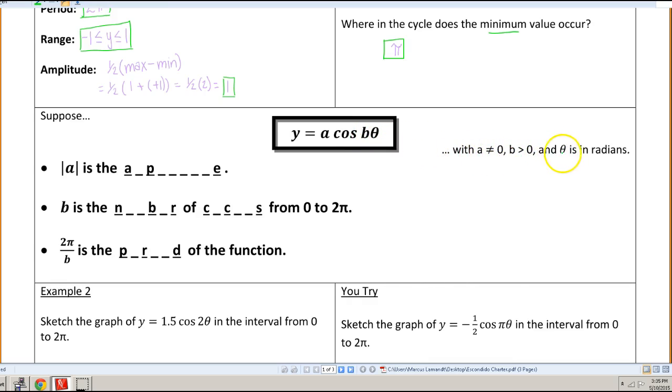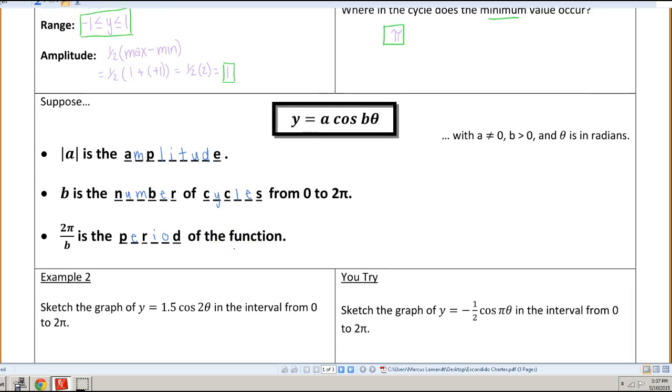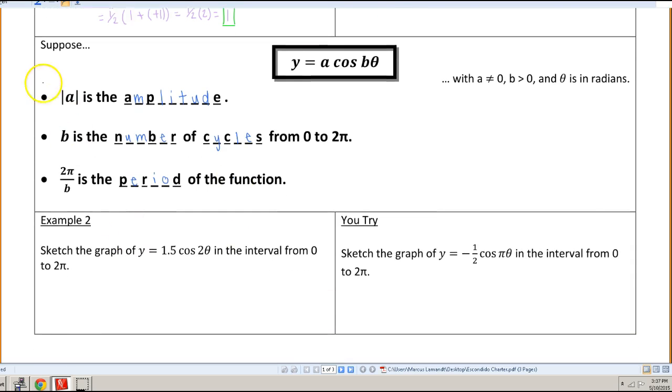Alright, so suppose y equals a times cosine b times theta, with a not equal to 0, b greater than 0, and theta is in radians. You can probably figure out what goes in the blanks here. It's very similar to sine. The absolute value of a is the amplitude. B is the number of cycles from 0 to 2 pi, and 2 pi over b is the period of the function. So let's take a look at what that would look like in an actual example.